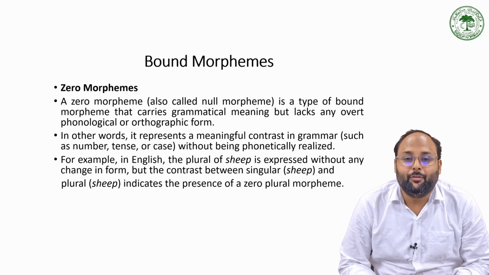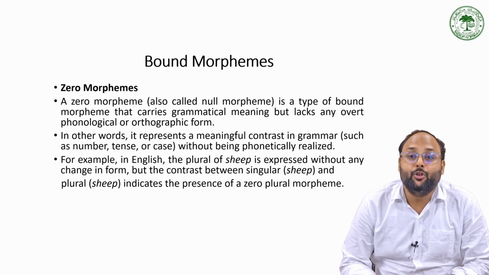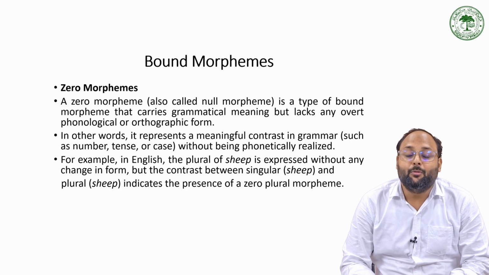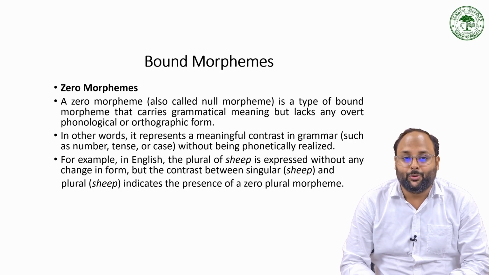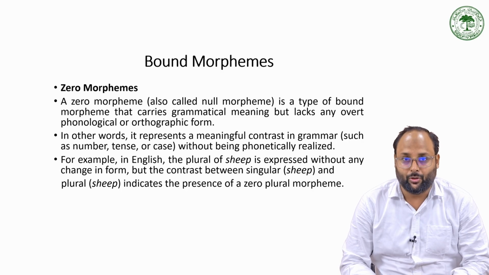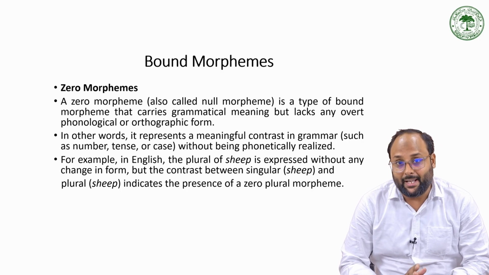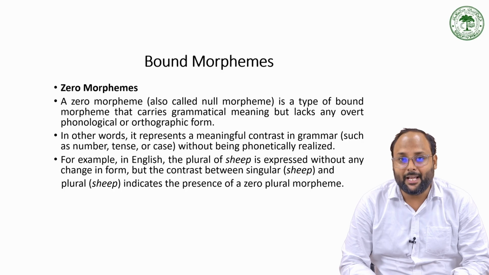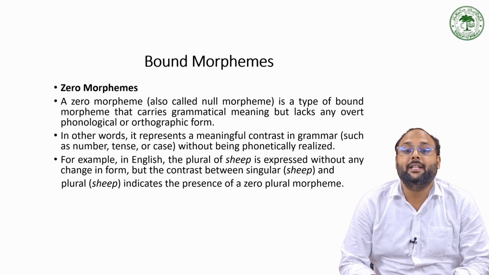The other type of bound morpheme is the zero morpheme. A zero morpheme is also called the null morpheme. It is the type of bound morpheme that carries grammatical meaning but lacks any overt phonological or orthographic form. In the zero morpheme, there is no form, no physical realization, and no orthographic representation, but it has meaning, which means it has some grammatical representation in the language.